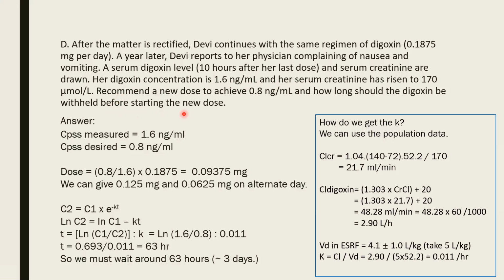Yeah, of course, because it's high, 1.6, you have to withhold. And the patient already has kidney failure or kidney impairment at least, because now the serum creatinine is increased to 170.